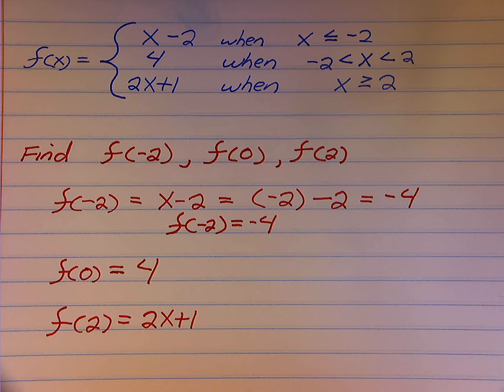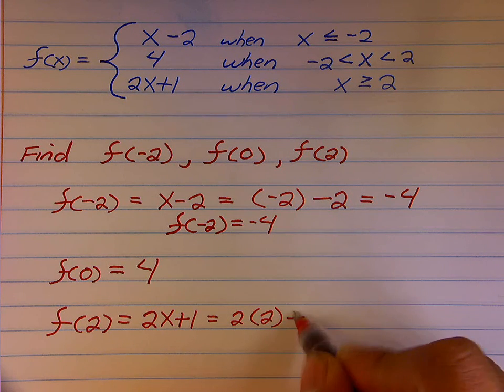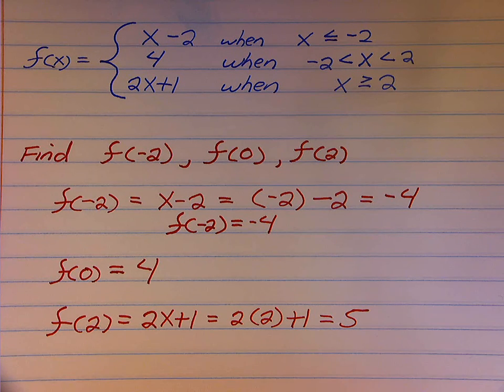Remember, the function is defined by pieces, but it's only defined by one piece for any one input. So now that I've determined what that one piece is, I can do my substitution. I can simplify. And of course, I can collapse this to the statement that when x is 2, my function's output is 5.